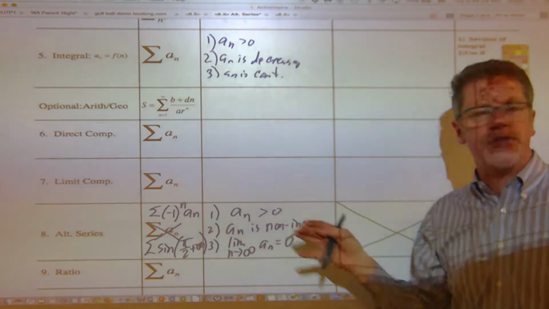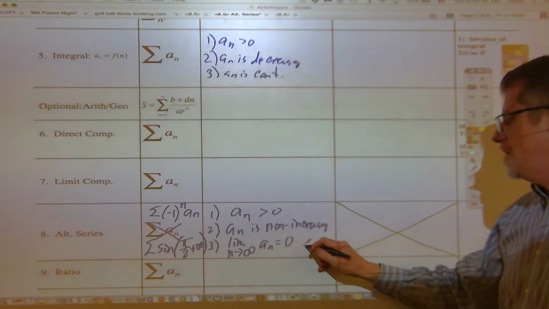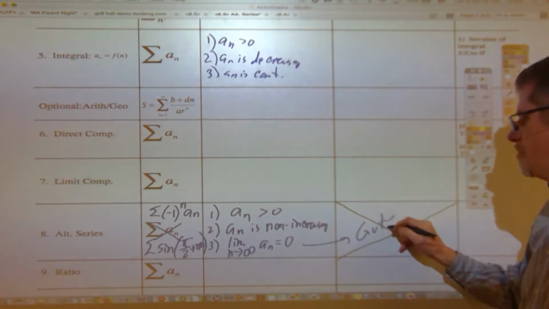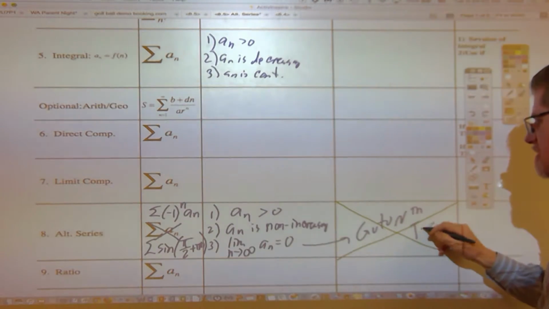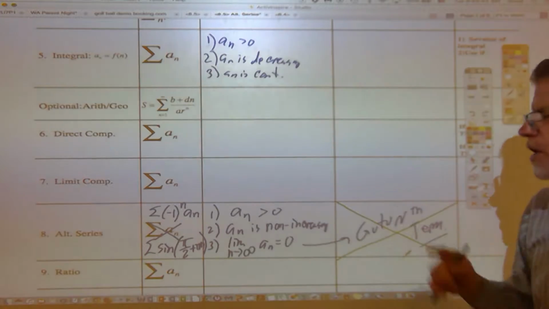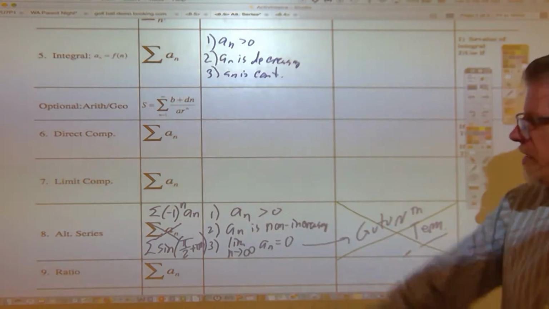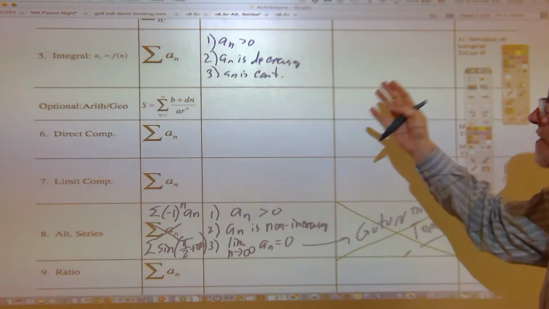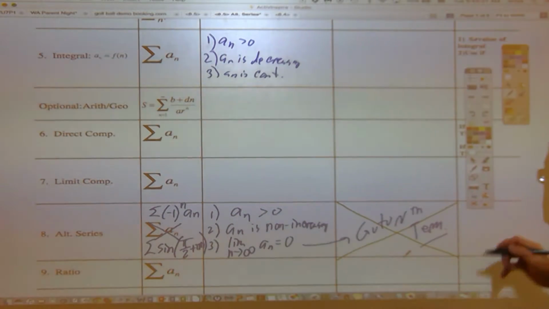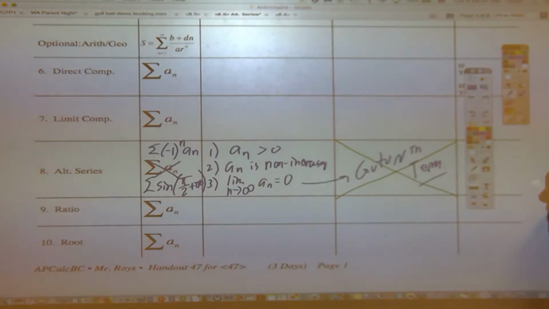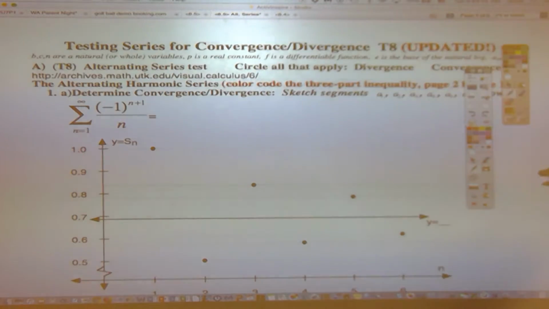If you do not meet those three conditions, then go to the nth term test in order to show that the alternating series diverges. So if you can't meet these three, then just switch up to the nth term test and go from there. Let's practice using this.